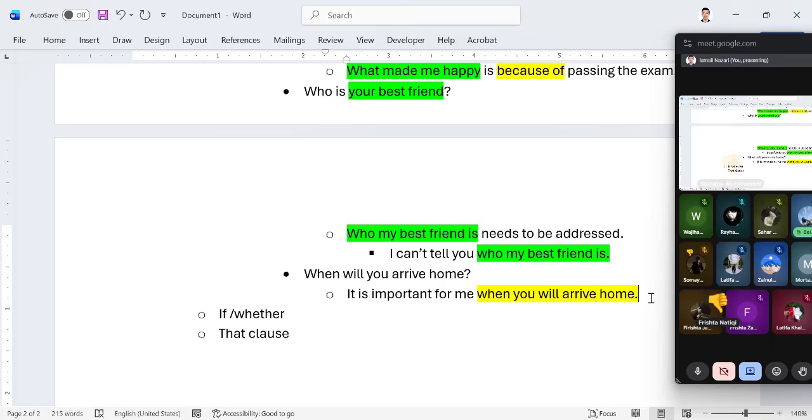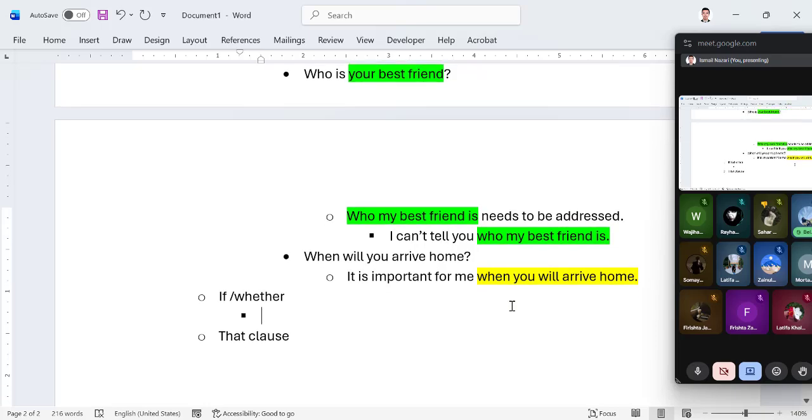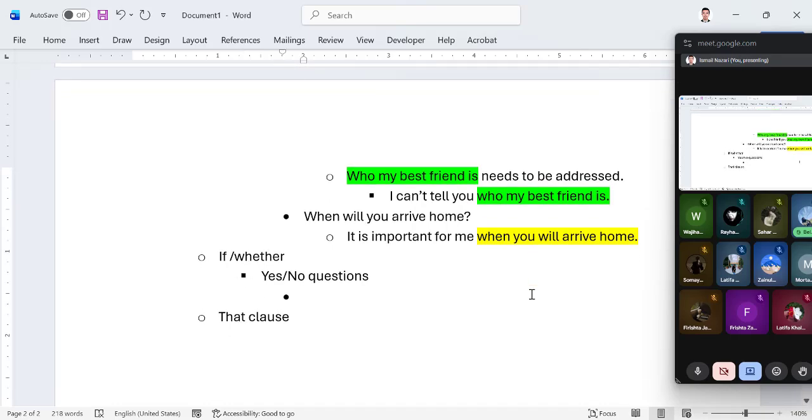So let's go ahead with the next part, if there isn't any other question: whether or if. Whether or if is usually formed using yes/no questions. Yes or no questions will change to whether or if. Yes/no questions are clear. First of all, we have auxiliary verbs.